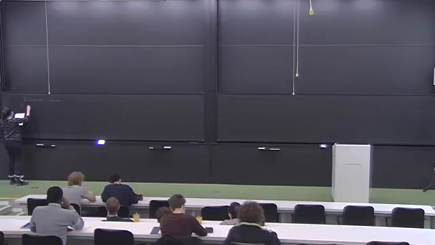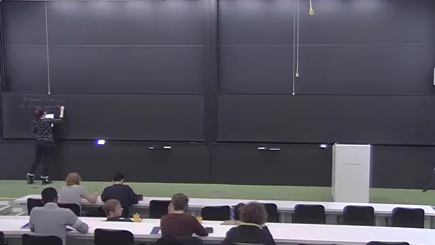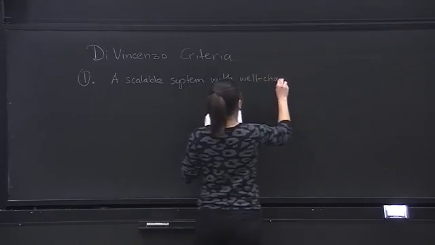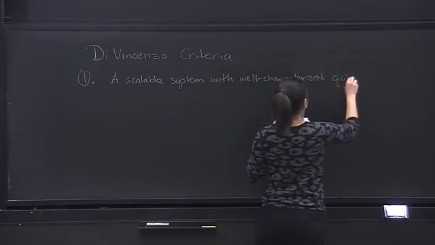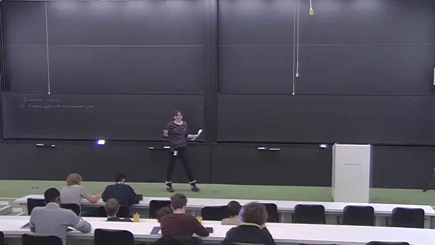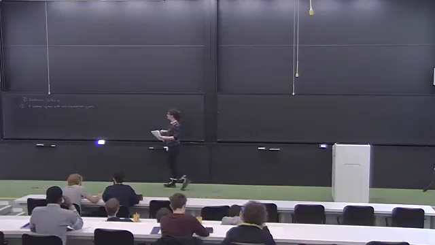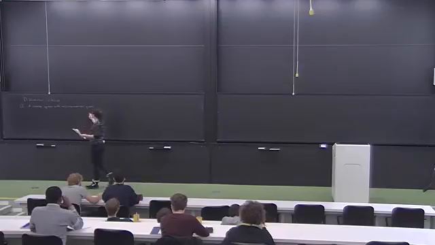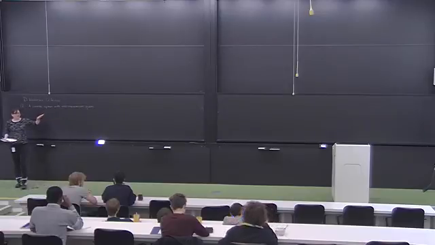So we want to have a scalable system with well-characterized qubits. Now, it doesn't actually have to be qubits, it could be some other dimensional system, but it's always nice to work with qubits. And so the important thing to notice here is that we want these qubits to be well-characterized, so we want to know what they are.